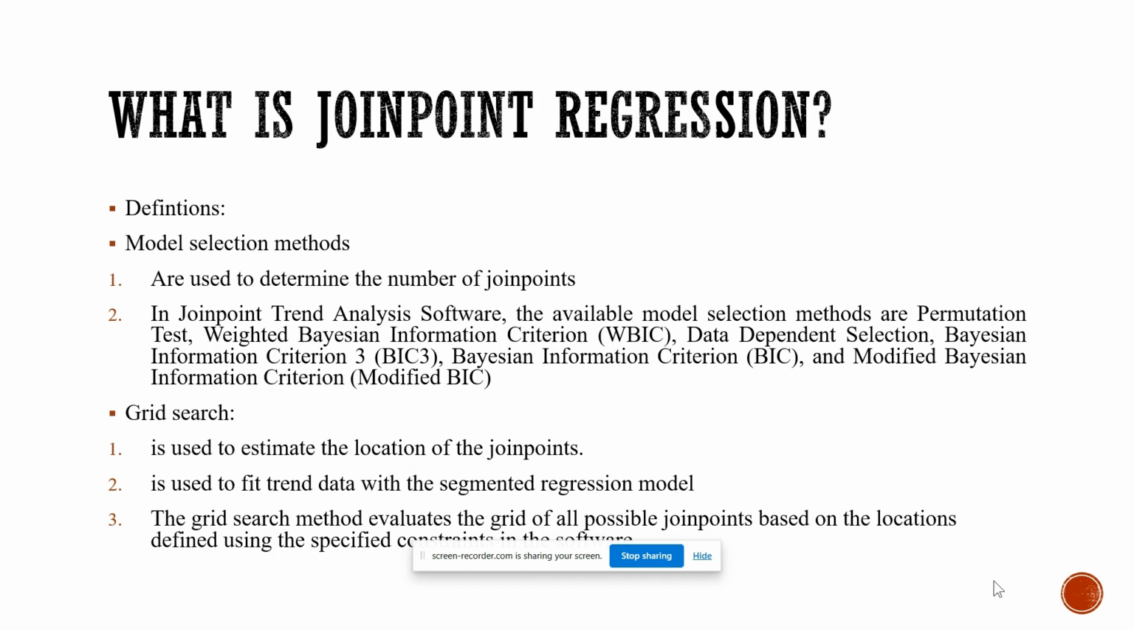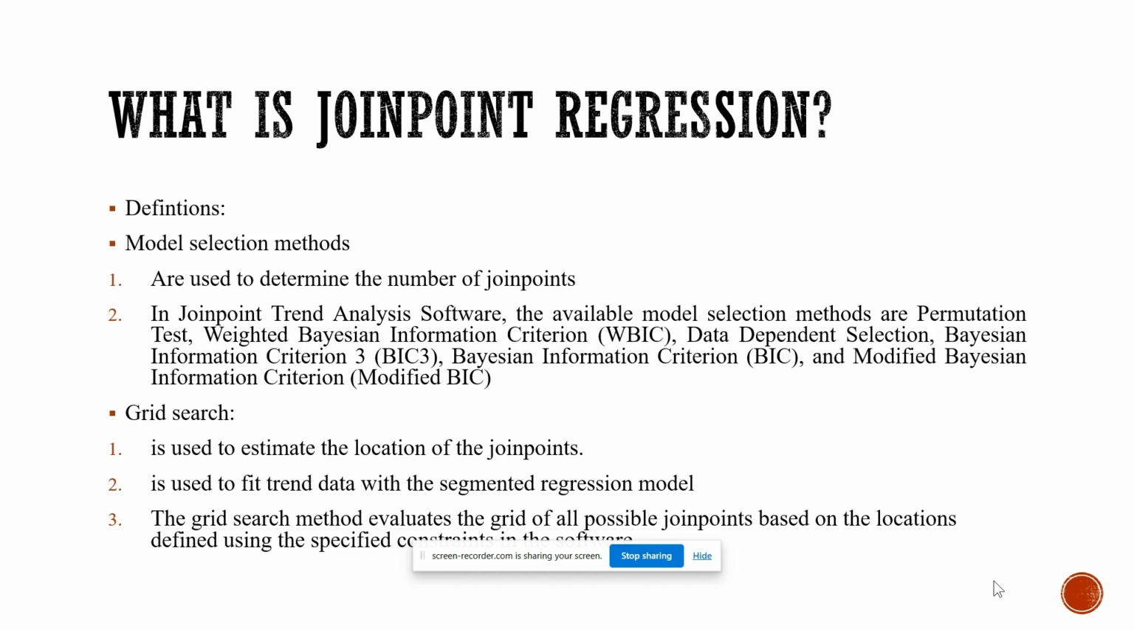In joint point regression, we use model selection methods to determine the number of joint points. In joint point trend analysis software, the available model selection methods are permutation test, which is the best, weighted Bayesian information criterion, which takes less time to be computed, data-dependent selection, Bayesian information criterion 3, Bayesian information criterion, and modified Bayesian information criterion.